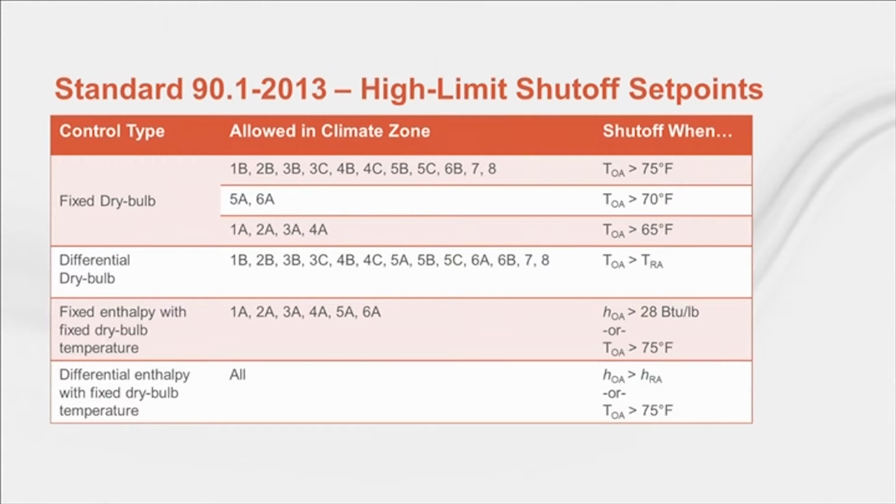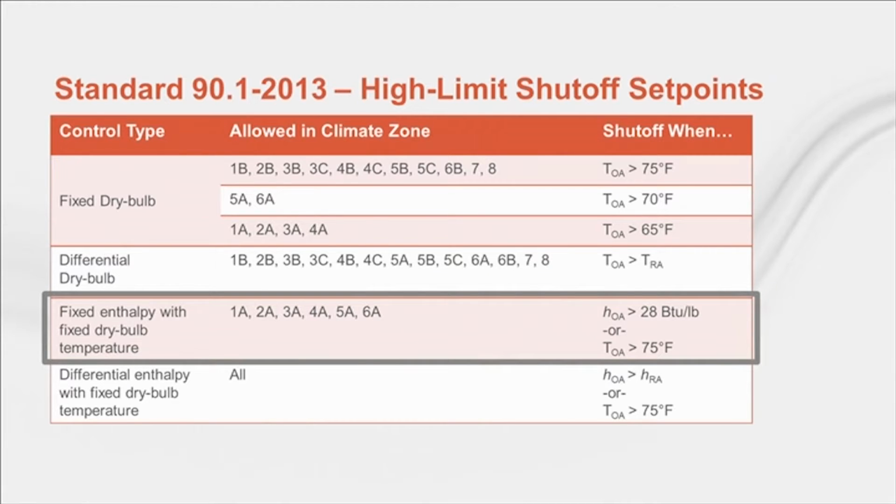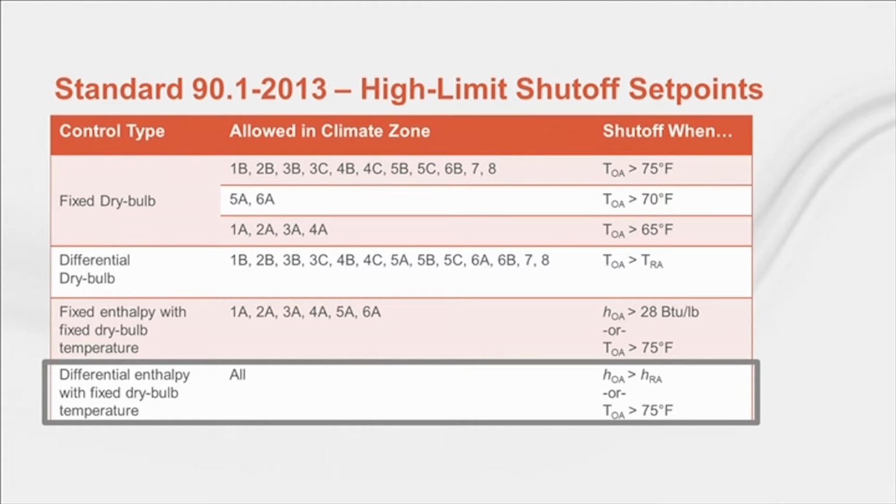There are a number of other changes to the economizer control table in the 2013 update. First, the fixed dry bulb control was expanded with a third set point condition for hot and humid climates. Second, the electronic enthalpy control was removed as an acceptable control option. Next, two new control types were added: fixed enthalpy with fixed dry bulb control and differential enthalpy with fixed dry bulb control.